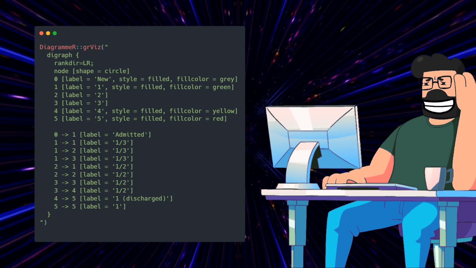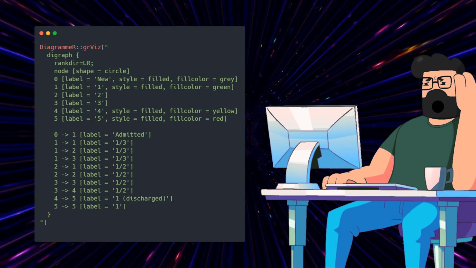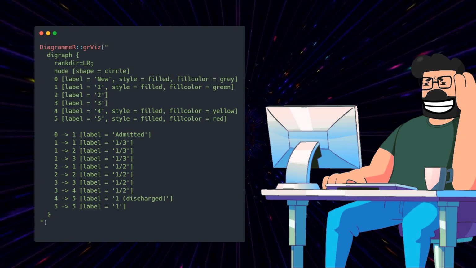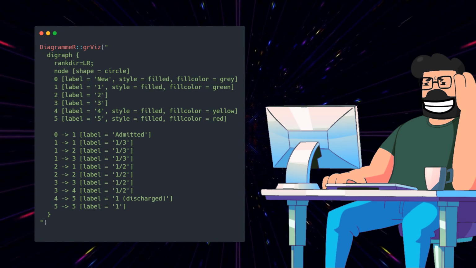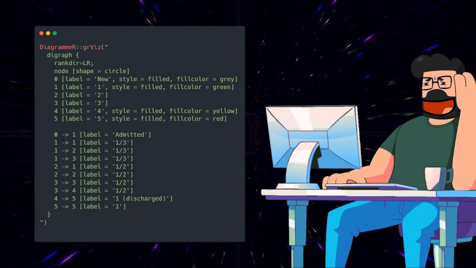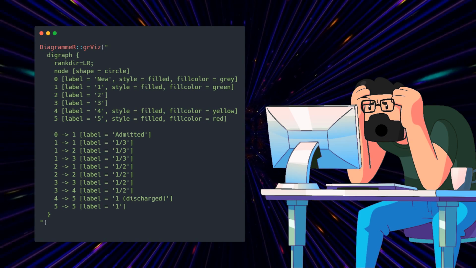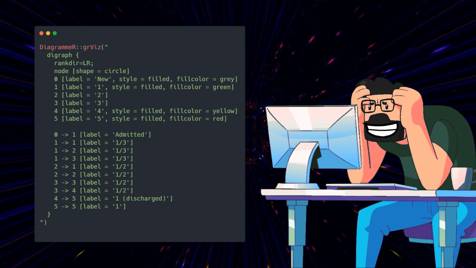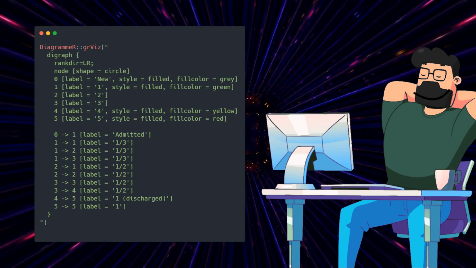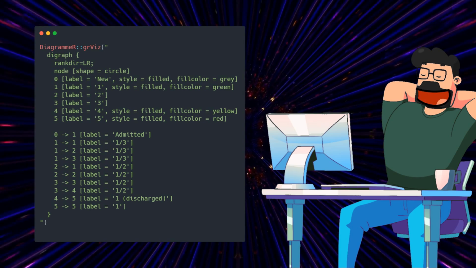In summary, tackling the problem of modifying a Markov chain simulation to include new patient admissions and discharges required strategic adjustments and careful execution. By following the outlined steps and implementing the necessary changes, the simulation could better mirror the dynamics of a hospital environment.